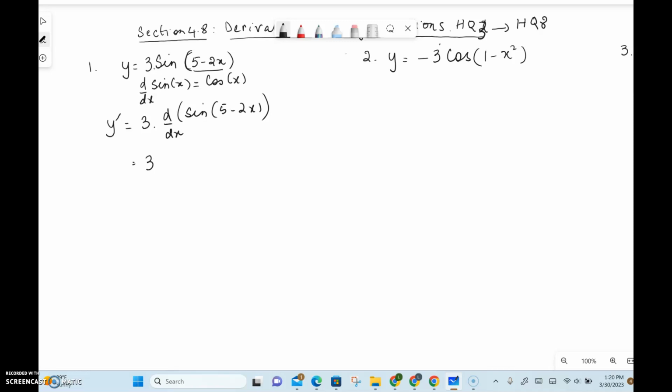So that is 3 times d by dx. This is a single function. Remember, it's sine of 5 minus 2x. So this is not a product. So it's a single function. So we need to use the chain rule. D by dx of sine of x is cosine of x.